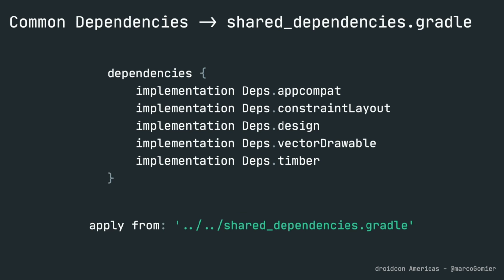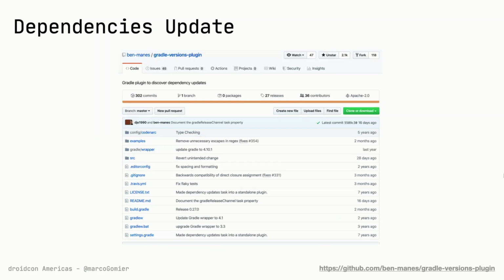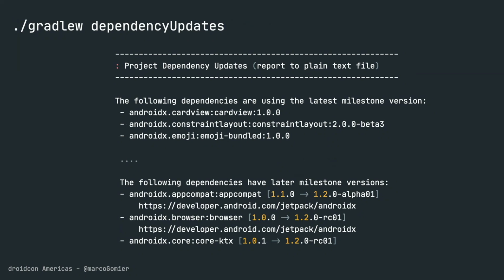And for the updates, I suggest you use this Gradle plugin that exposes a task that you can call, and this task generates a report with the new updates for your dependencies.